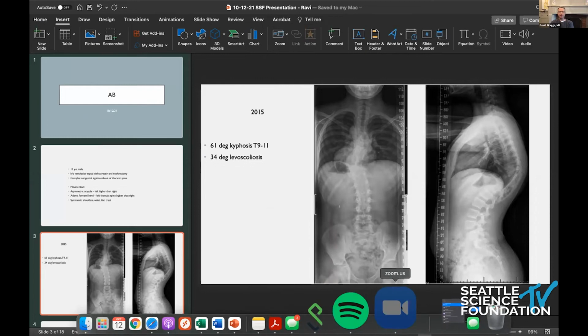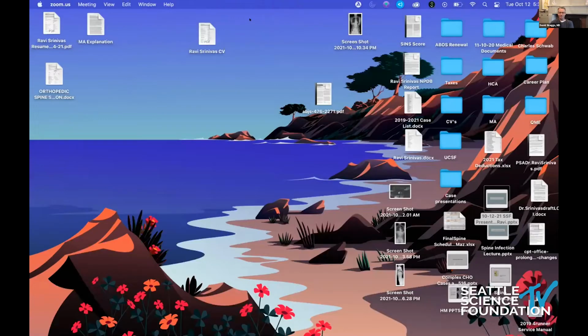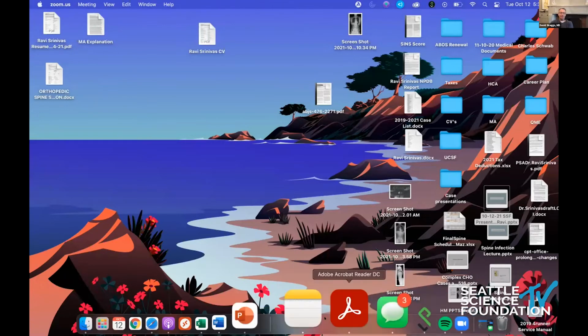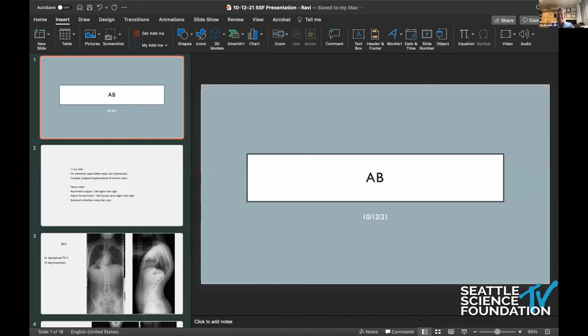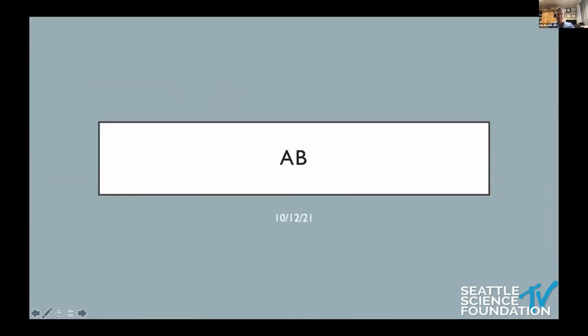So Sig, you said this is idiopathic scoliosis? This is actually a congenital case. I thought Sig was setting us up. Yeah, I've got to admit, I'm not sure which one Ravi's showing here. So I'm introducing Ravi. Ravi will introduce the case.